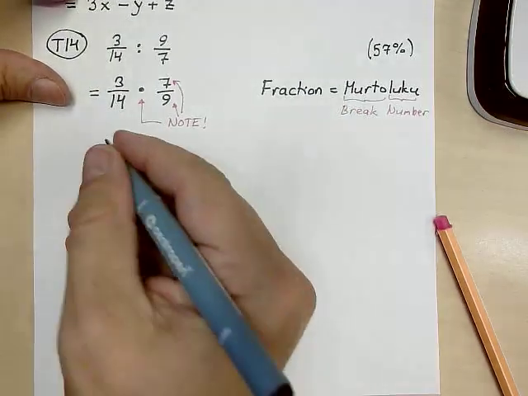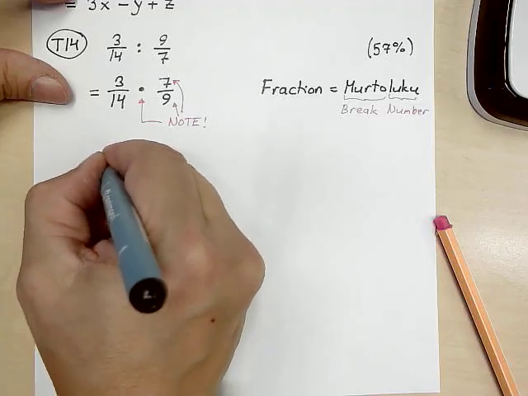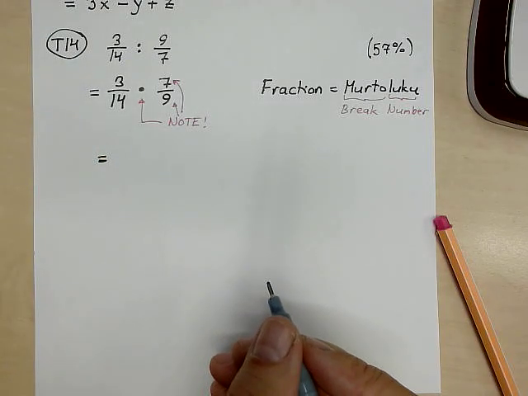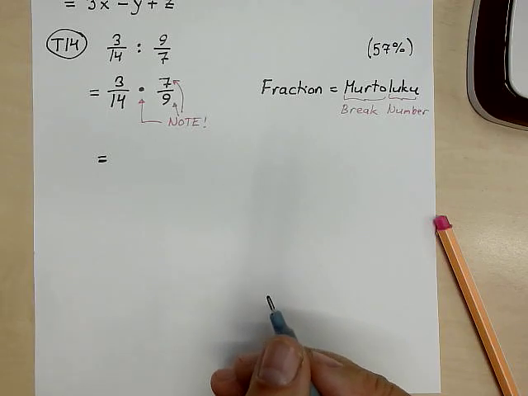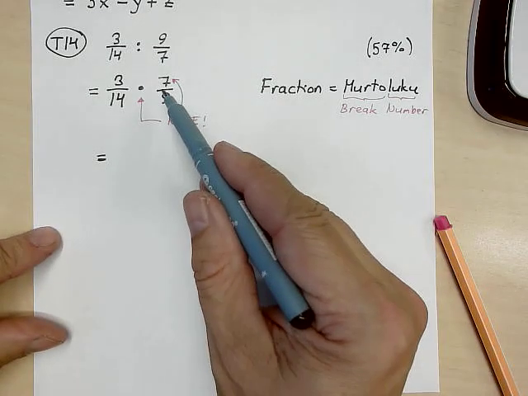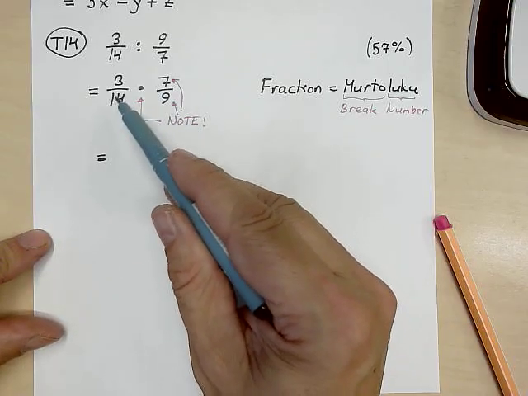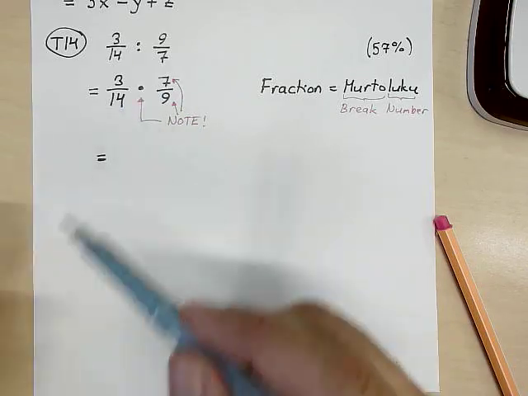And after this, we may cancel. There are numbers. For example, here is 7 and here is 14. This 14 is 2 times 7. So we may.